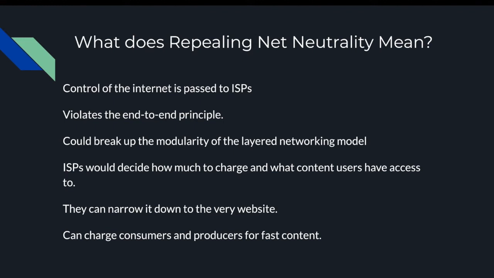So what does repealing net neutrality mean? It means that the control of the internet is passed to ISPs. This violates the end-to-end principle. This could actually break up the whole modularity of the layered networking model. ISPs would have to decide how much to charge and what content users have access to. And they can even narrow it down to the very exact website. They can also charge consumers and producers for fast content, making money from both ends.